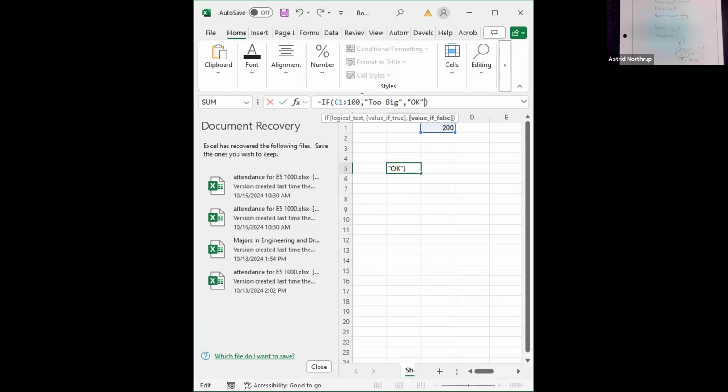All right. So let's see. There we go. It's 200. It's too big. What if it's less than? It's 50. It returns the value okay. What if it's 100? There's my break-even point. What if it's 100.1? There you go. So that's how you automate a spreadsheet, and it's really, really helpful.